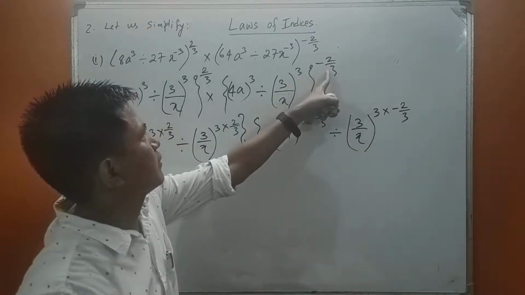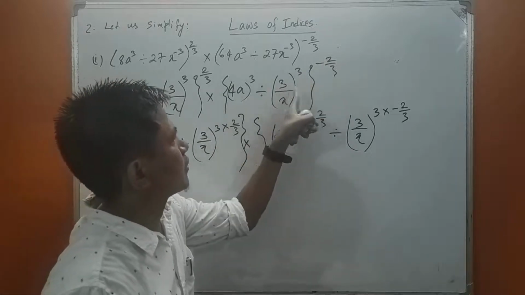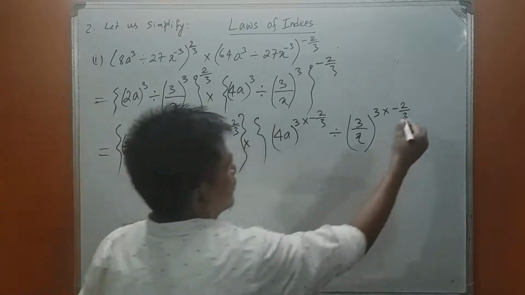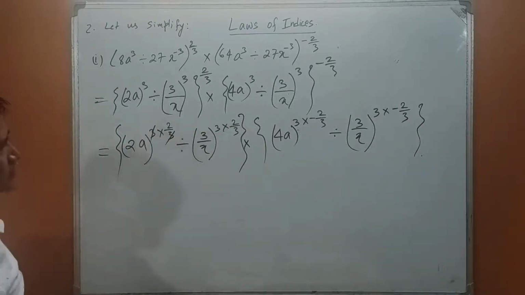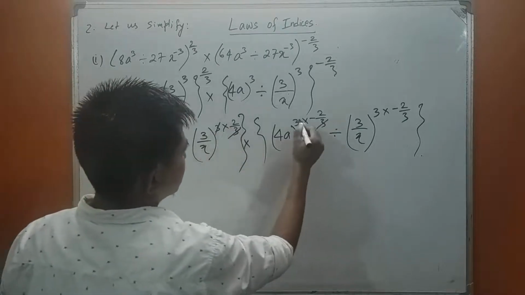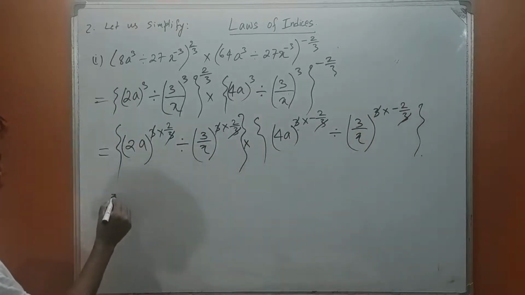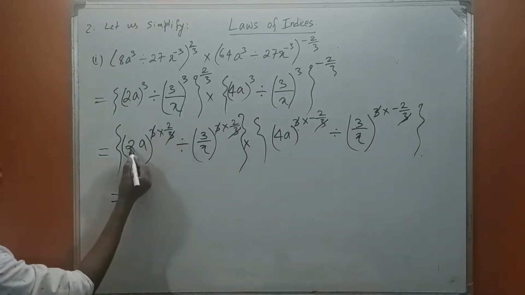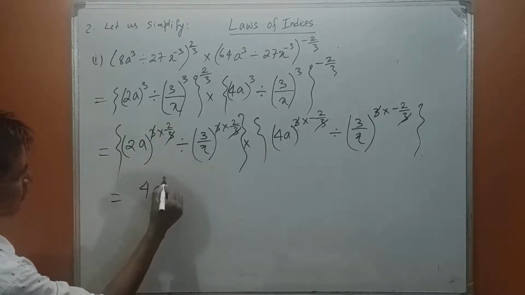This minus 2 upon 3 goes to 4a cube also here, and to this number also here. Okay, curly bracket closed. Now we have 3 and 3 can be cancelled. Here 3 and 3 can be cancelled. So this 3 and 3 can be cancelled, and this 3 and 3 can also be cancelled. Now we have 2a square, isn't it? So 2 square is 4, a square is a square.